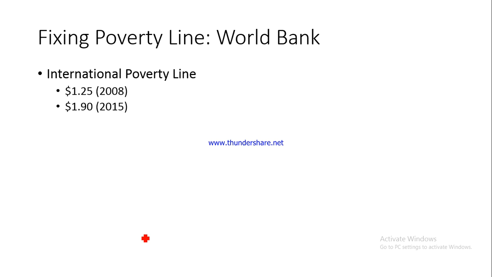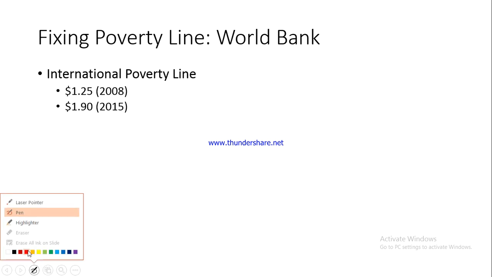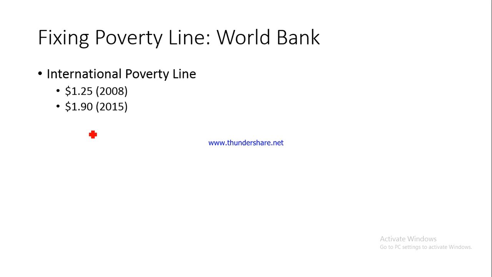But that does not mean, in 2015 $1 was around 60 rupees. It does not mean that we want to say that the poverty line is 1.90 into 60 rupees. We are not saying that. Please understand why I am saying this.